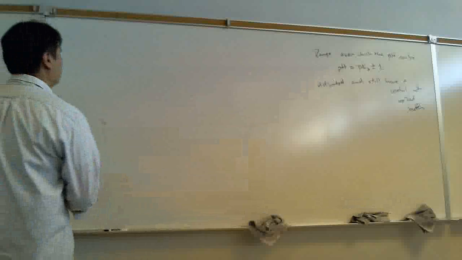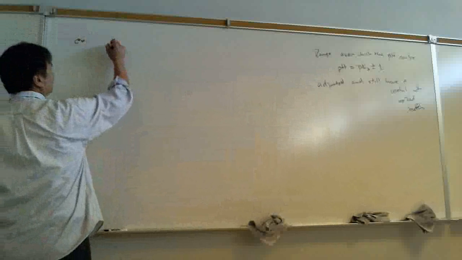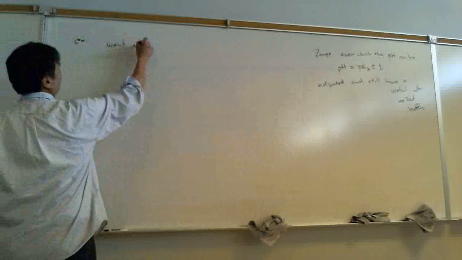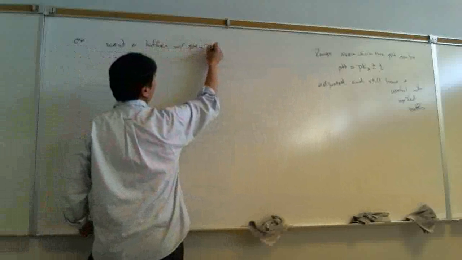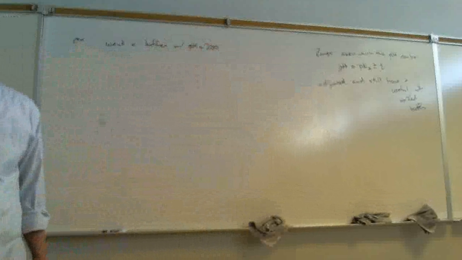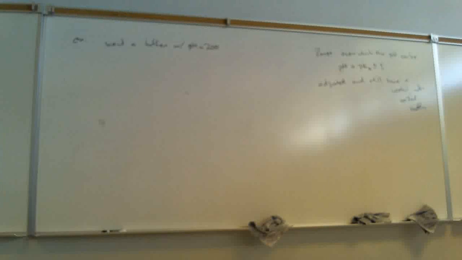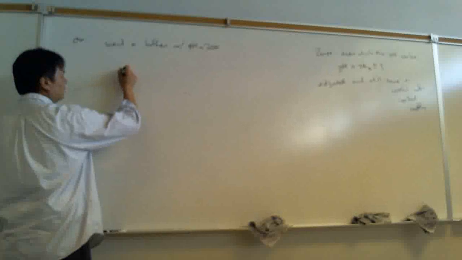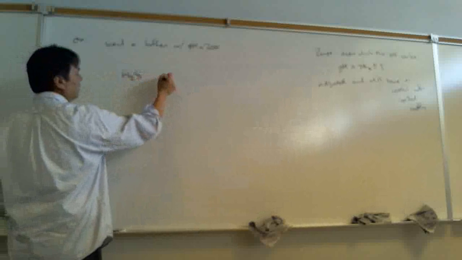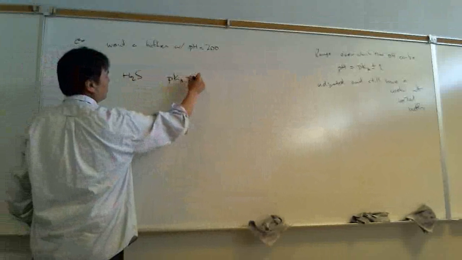And so let's do another example here. Let's say I want a buffer with pH equal to 7.00. If I want a buffer with a pH of 7.00, then I want to find an acid that has a pKa of 7.00. Now we're in luck because there is an acid that exists with a pKa of 7.00. That's H2S. H2S has a pKa equal to 7.00, right on.